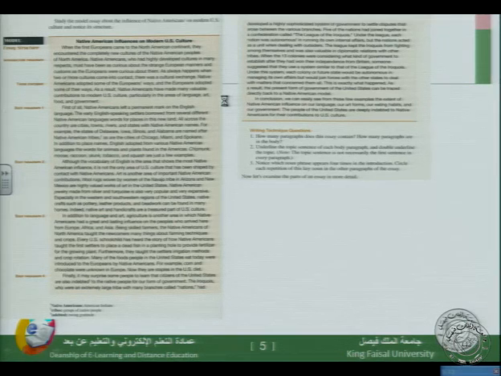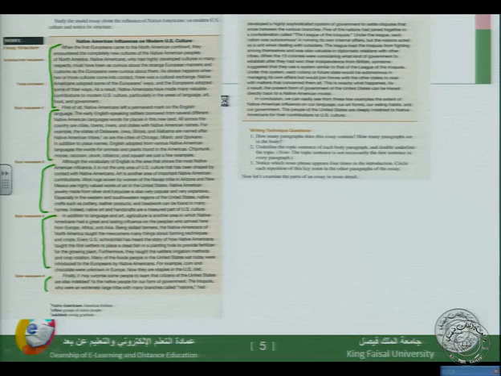If you look at the structure of this essay, you will find we have an introductory paragraph, body paragraph 1, body paragraph 2, body paragraph 3, and here is 4. Let us read first the first line and the last line of the introductory paragraph.